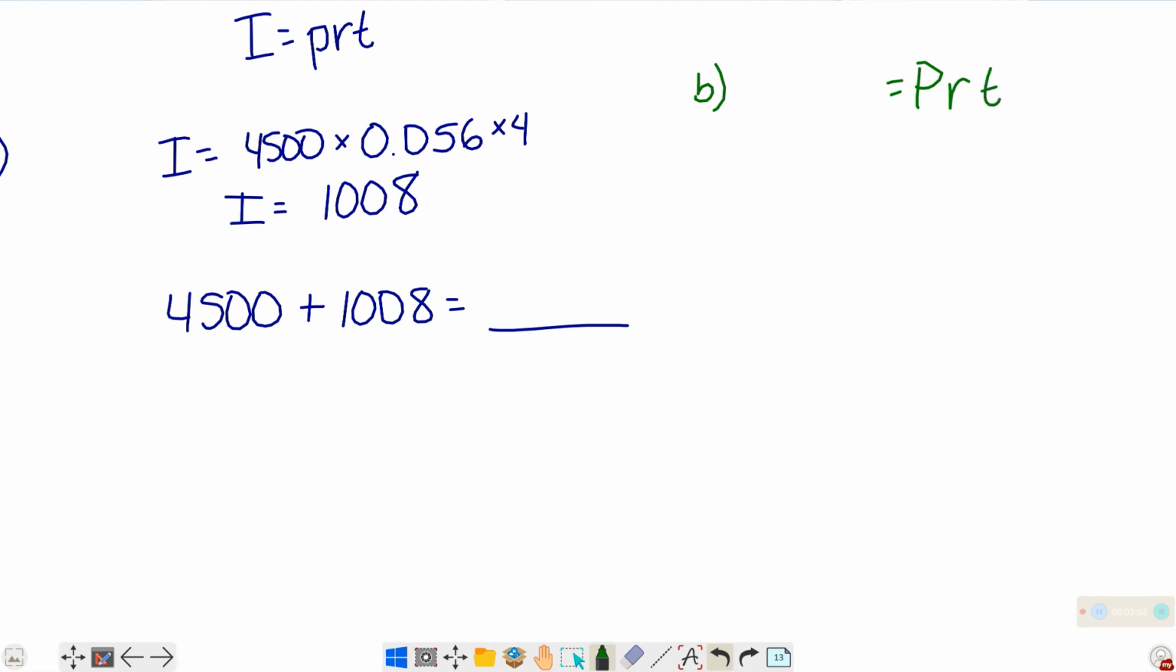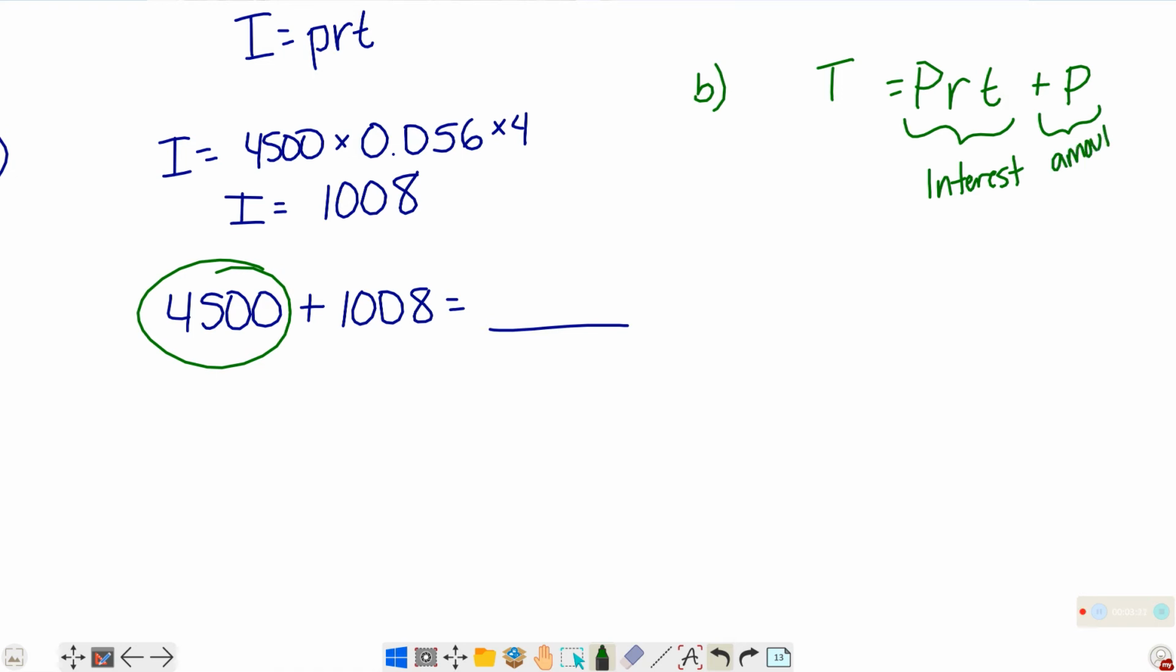It says write an equation for the total cost. This is just the interest. How could I figure out what the total cost is? I would need to take the interest, plus what we start with, which was what we did here. And that was called the principal. So plus another principal. The amount you start with plus the interest gives you the total.